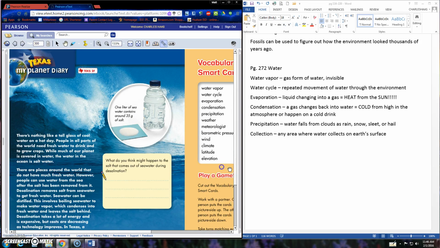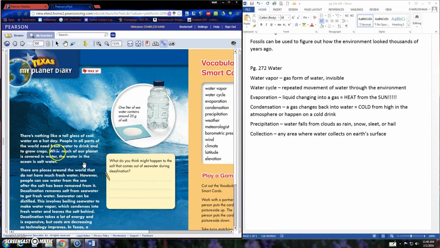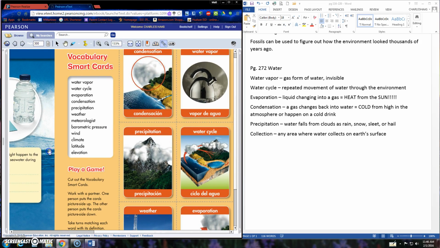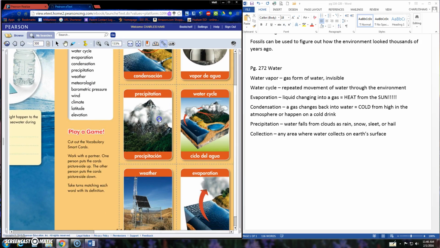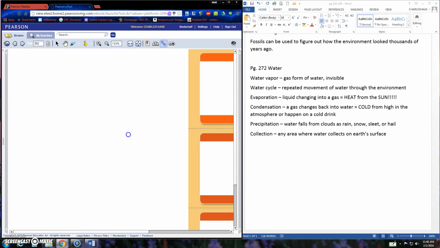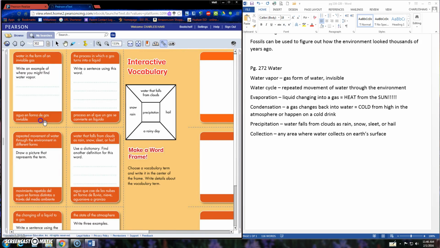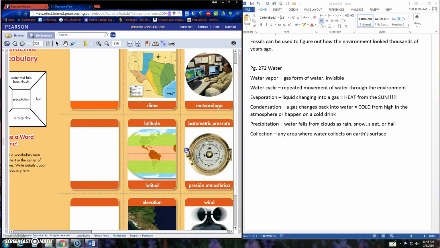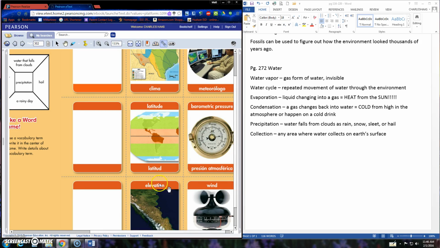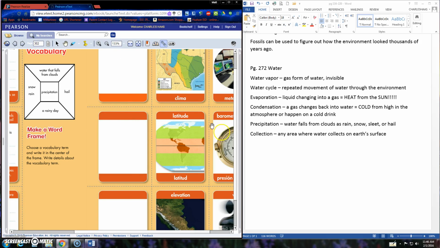Let's go on over to page 301. Here's your cards you can cut out. You can cut out condensation, water vapor, water cycle, precipitation, weather, evaporation. Yeah, those are all good cards. And on the next page, you can also cut out climate, meteorologist, latitude, elevation. You don't have to know elevation. You should know what wind is anyway, and you don't need barometric pressure. If you want to add some more cards, here's some extra cards. So go ahead and you can push pause, cut out your cards, add them to your baggie.